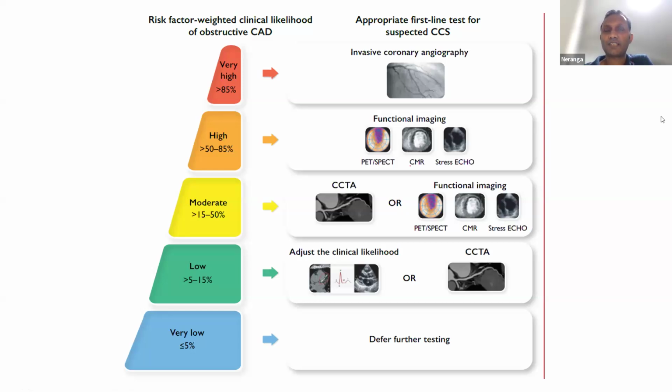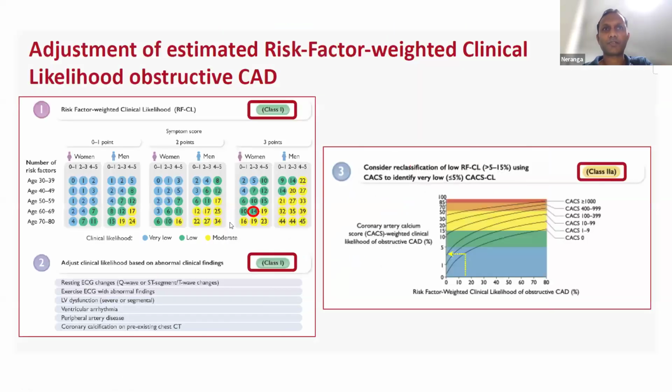The risk factor tool is available in the ESC application. You can go through it, and even the PDF is there. What you can do is take a printout and keep it.